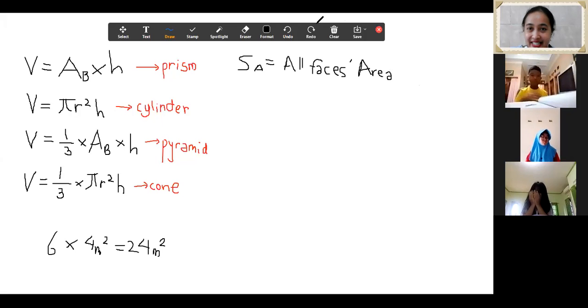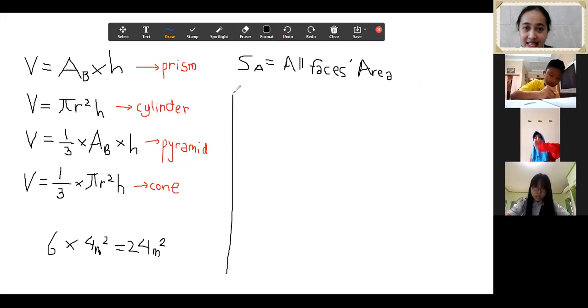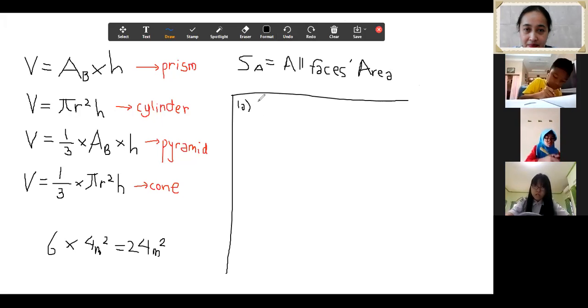You have to find the surface areas of these solids. Now let's take a look at number 1A. Surface area of the cube. How many faces does a cube have? 6. Yes, 6. Then multiplied by the area of 1 square. What is the area of 1 square then?